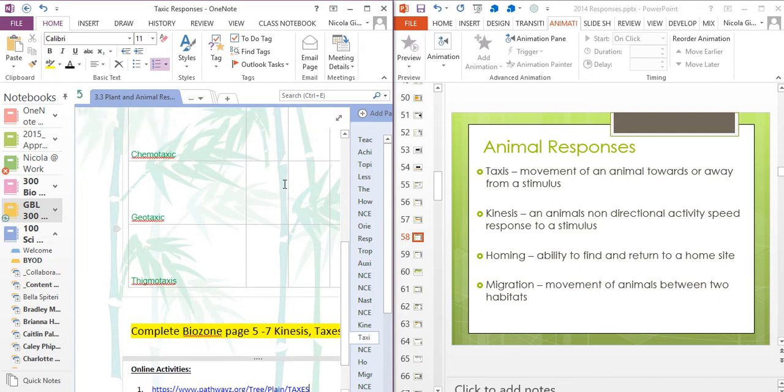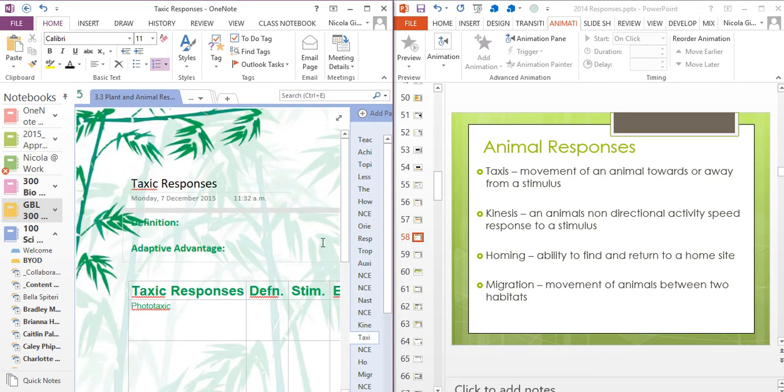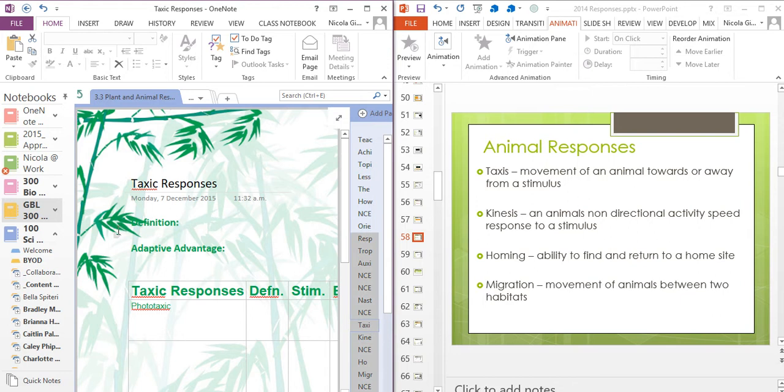Okay, so today we're looking at animal responses. You should have open the Taxis page in your OneNote, looking at the definition and adaptive advantage. So taxic responses, this is slide 58 in the PowerPoints, is looking at animals moving towards or away from a stimulus. So remember, towards means positive and away means negative.